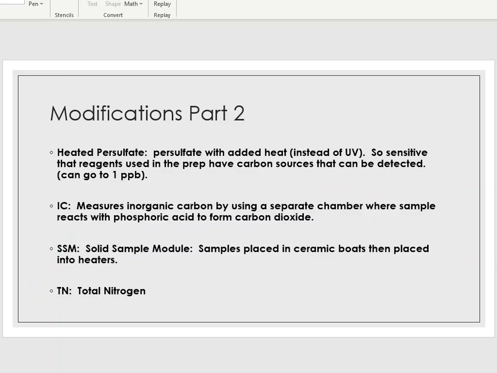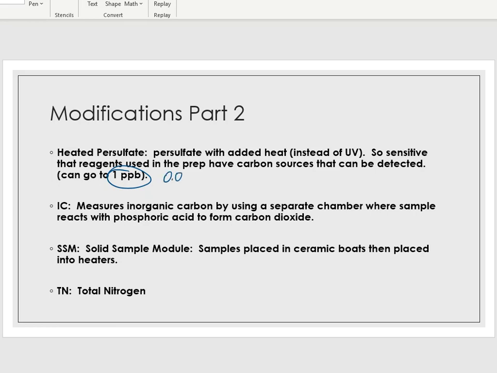Next is a heated persulfate. So as you can imagine, if persulfate was added before in the previous example, it can be added again, and this time heat can be added instead of UV light. So this is a heated furnace type of environment again, and this heated furnace with the persulfate addition is even more sensitive than the previous version. And this can go all the way down to 1 part per billion.